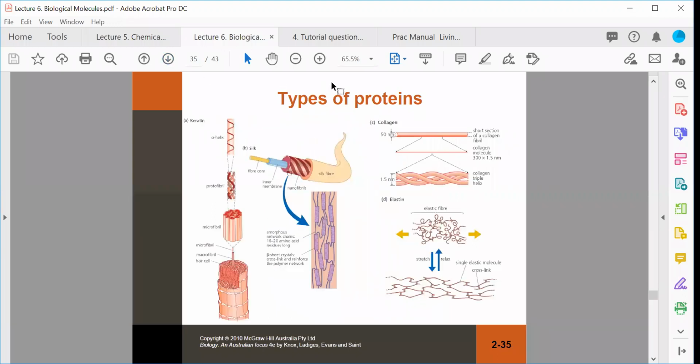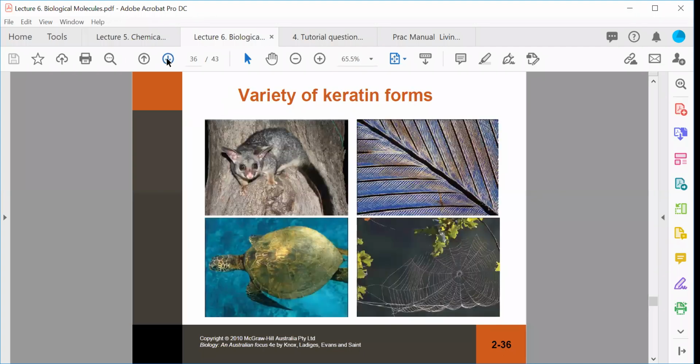All right, and here we just have some different types of proteins, which you're probably familiar with. Everyone's heard of keratin. Just think of hair, nails, horses' hooves would be another good example. Silk, everyone's familiar with. Collagen, and here's another one, elastin. And some photos here, so you can imagine in the fur of a mammal, you would expect to find keratin, bird's feathers, tortoise shell, and a spider's web.